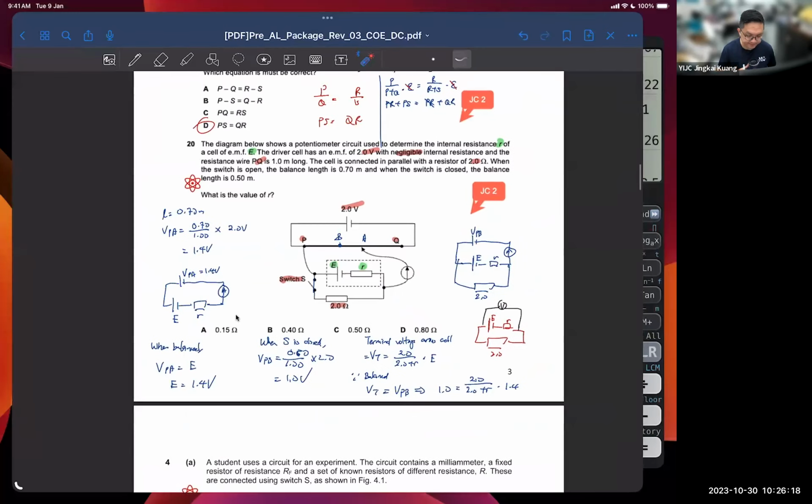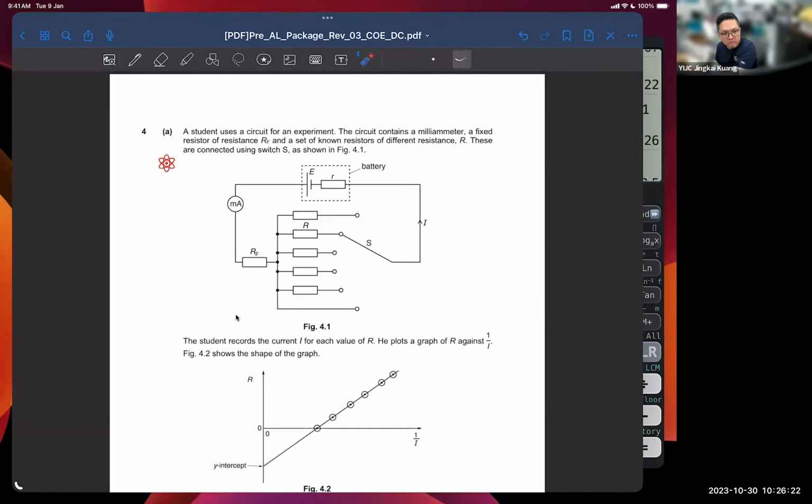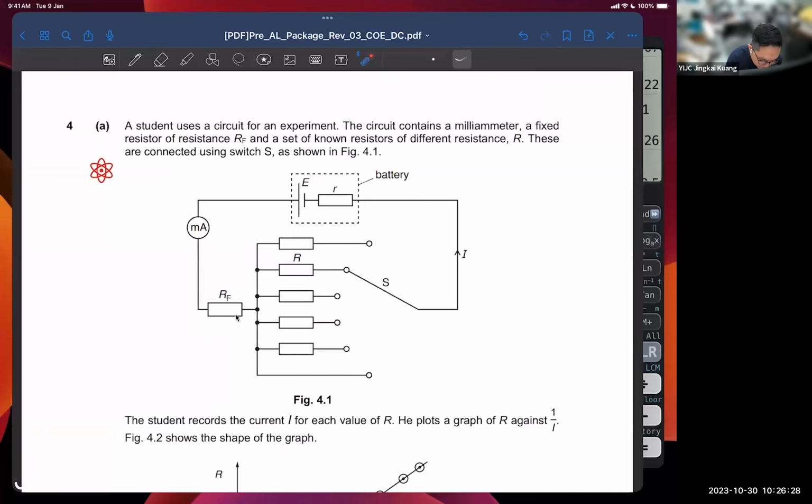Okay, this one. This one is an interesting setup. Basically, you have different paths to go. One, come out from the battery, go through the milliammeter, go through RF, go through one of the resistors. Let's say now this one's going through here, right? Like that. This is one reading.